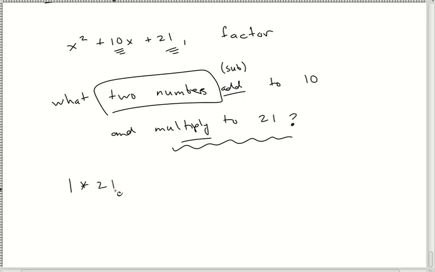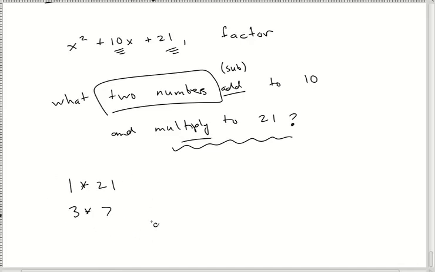1 times 21. I mean, doesn't that equal 21? We got 3 times 7, right? I think that's it. There's not really a lot here. Sometimes we get a big old list, especially if it's even. But this one's not too bad.